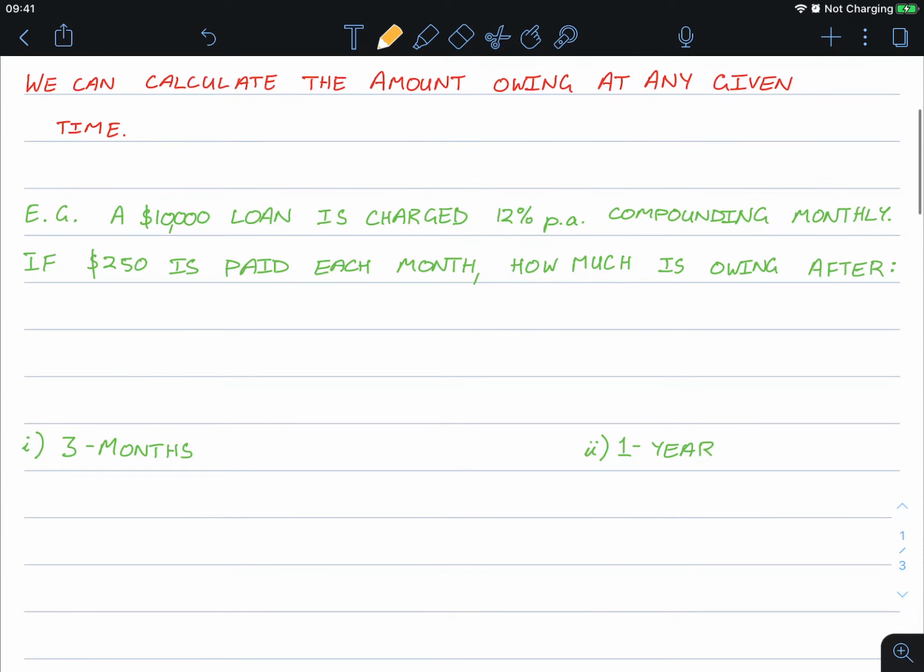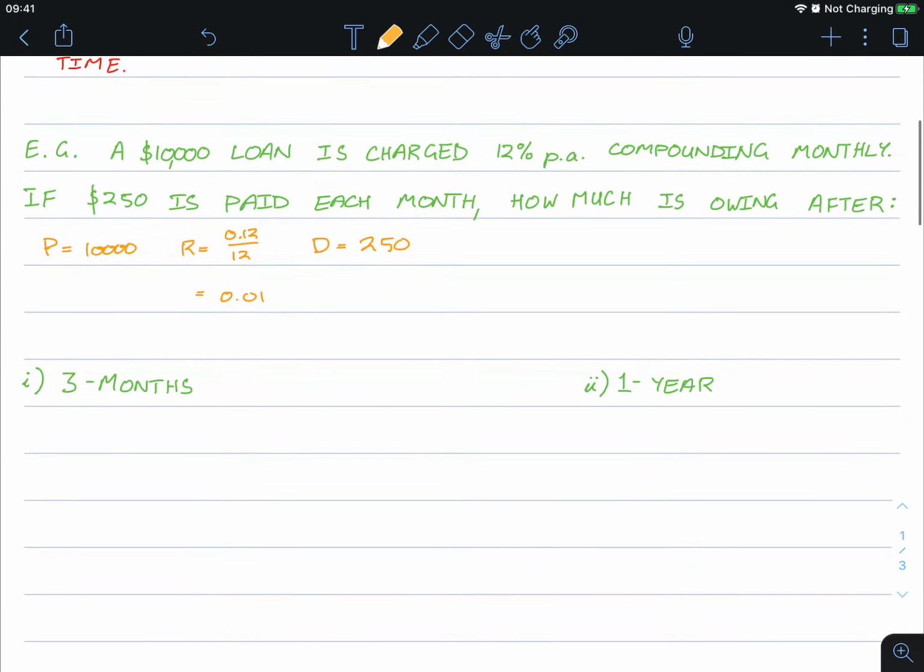First, we should always summarize the key values that we need. So our principal amount is $10,000. Our rate is 12% per annum, but it's monthly, so that will be 0.12 divided by 12, which is 0.01. Our regular payments, deductions, D for deductions, is $250. So let's get to it.